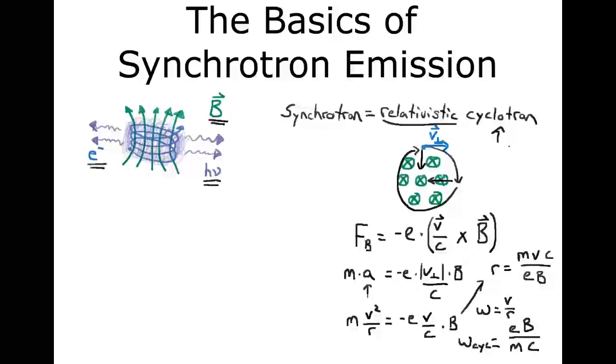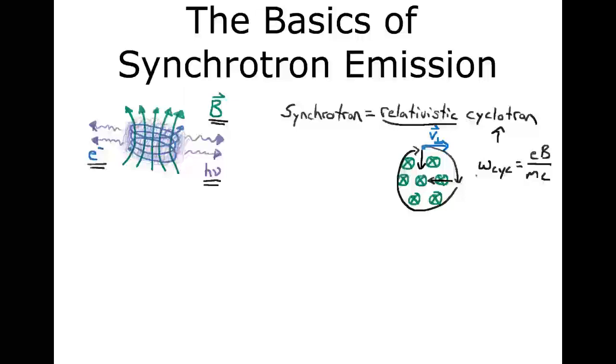You'll notice it doesn't care about how fast the electron was moving. It only cares about the magnitude of the magnetic field, the mass of the particle in it, and fundamental constants like the charge and the speed of light. The next thing we want to consider is, where does this emission, the cyclotron emission with this characteristic angular frequency, get emitted toward?